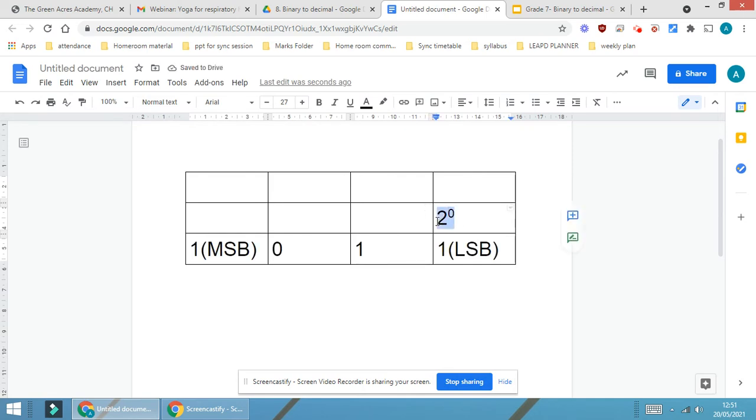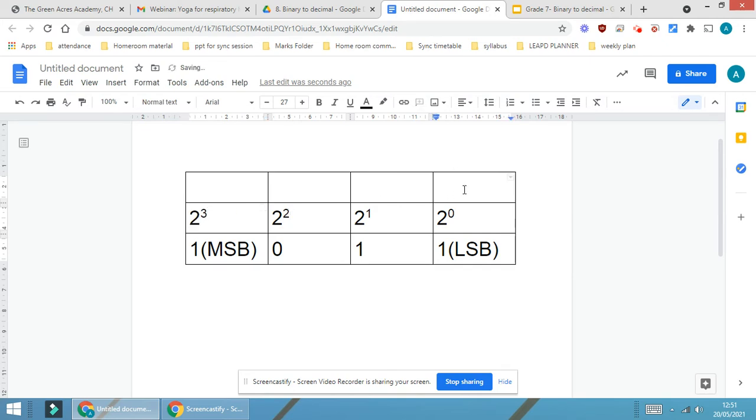copying this, paste, this will be 2 raised to 1, sorry, it has to be 2 raised to 1. Now it will be 2 raised to 2, and the last will be 2 raised to 3.